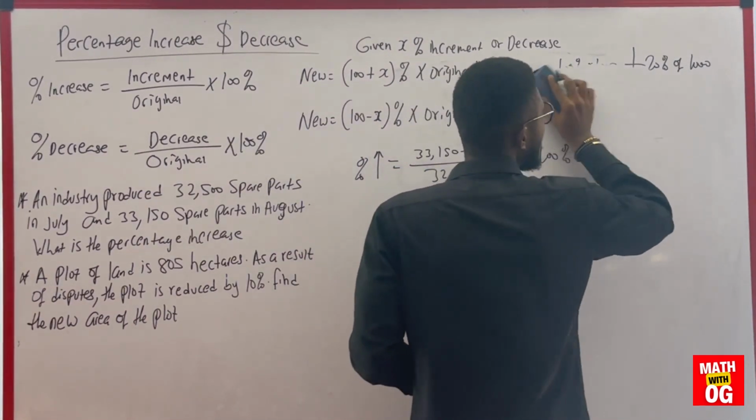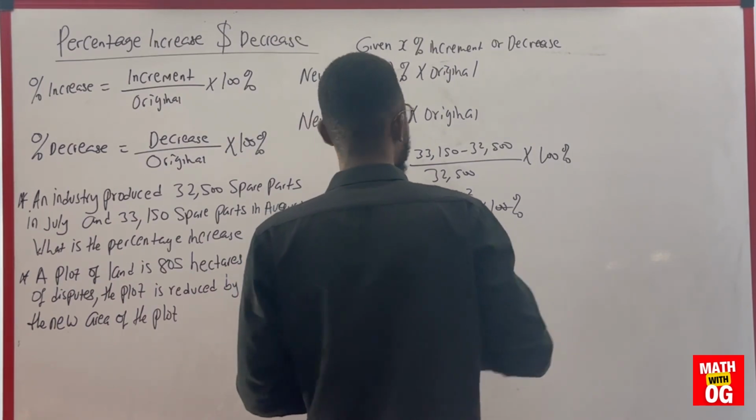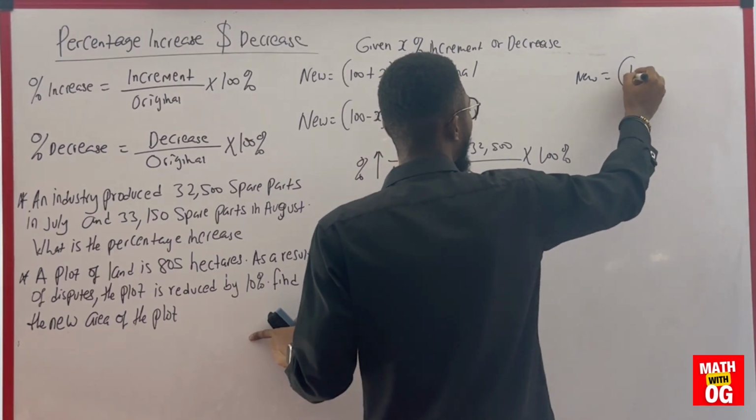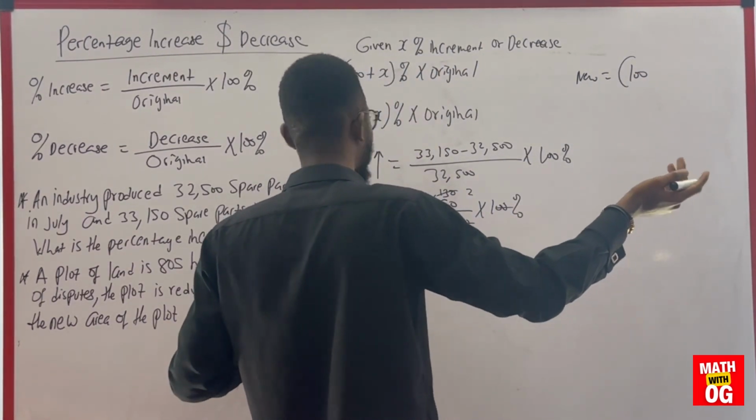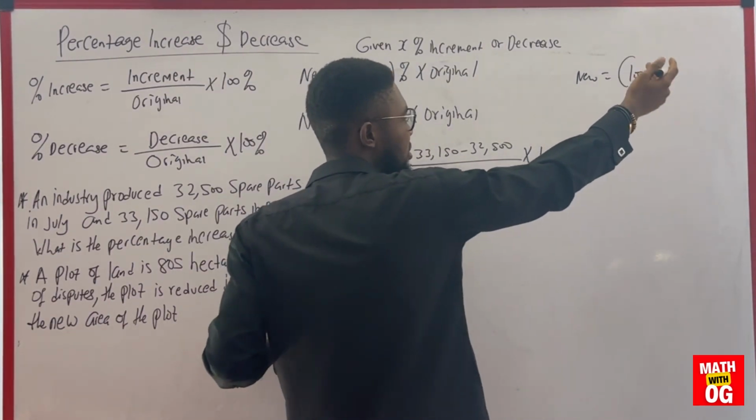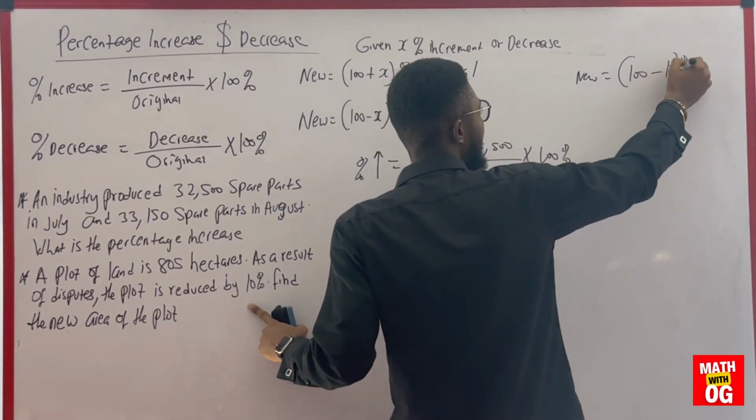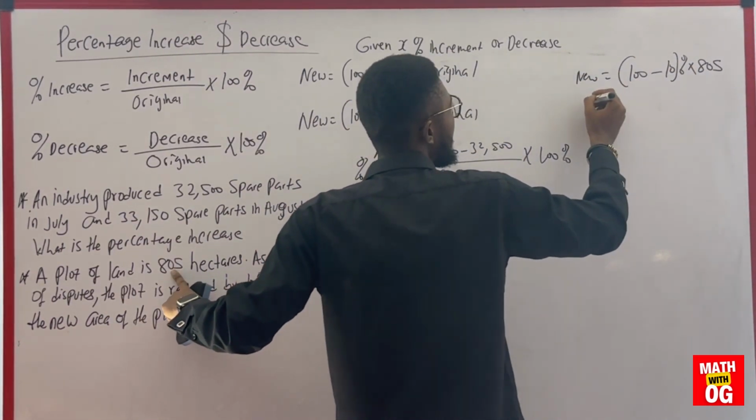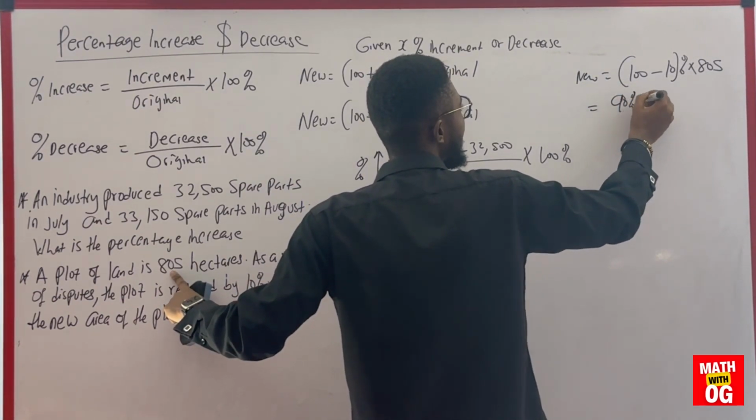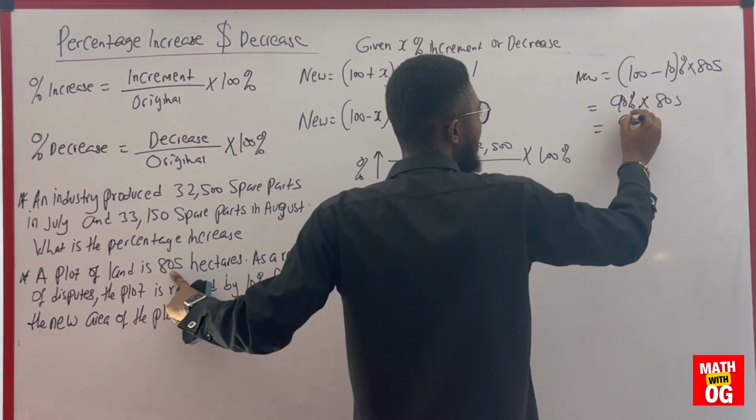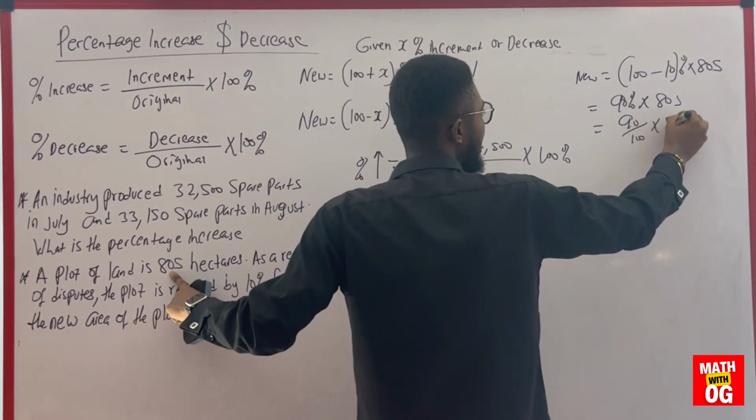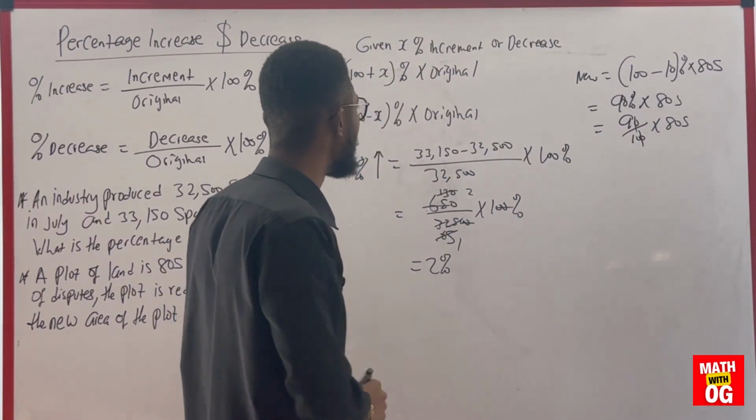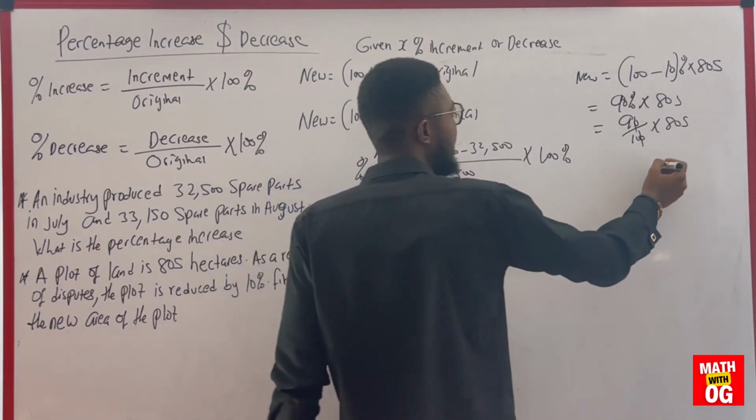So my new area of the plot is simply 100 minus 10% because I'm decreasing. If I was increasing, it would be plus 10%. Minus 10% multiplied by the original area of the land, which was 805 acres. So this new plot of land is now 90% multiplied by 805. So this will give us 90 over 100 times 805. 0 cancels 0, so I can just do 805 times 9 and divide by 10.